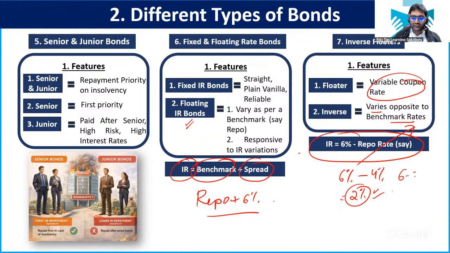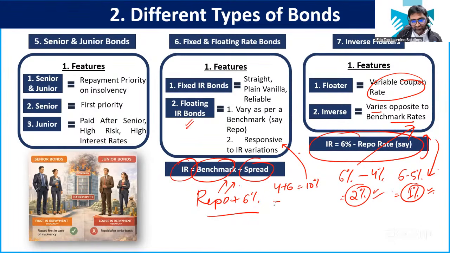If the repo rate now becomes 5%, your profit is only 1%. In that case it moves in the opposite direction, right? So repo rate increases, your interest rate decreases. Here, if the repo rate increases, the interest rate also increases. Initially if you take 4%, 4 plus 6 is 10%, that was the interest you are getting on the floating bonds. But if it is 5%, 5 plus 6 is 11%, so interest rate also increases. So there is a direct relation as far as the floating rate bonds are concerned.